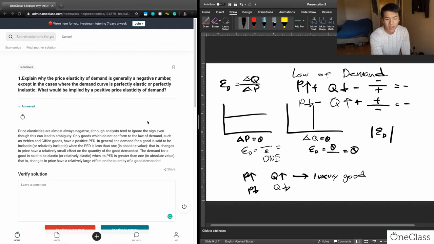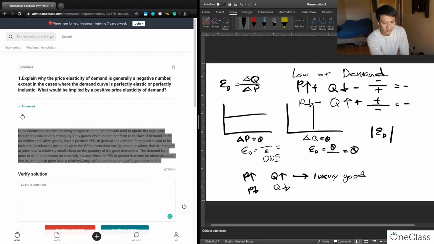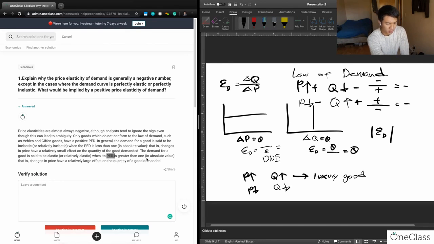It's a great answer. In general, the demand for a good is said to be inelastic or relatively inelastic when the price elasticity is less than 1 in absolute value. That's true. Not necessary to answer this question, but good knowledge. And that means that changes in price have a relatively small effect on the quantity of the good demanded. The demand for a good is said to be elastic or relatively elastic when its price elasticity is greater than 1. That is, changes in price have a relatively large effect on the quantity of the good demanded. That's true. That's just the definition.